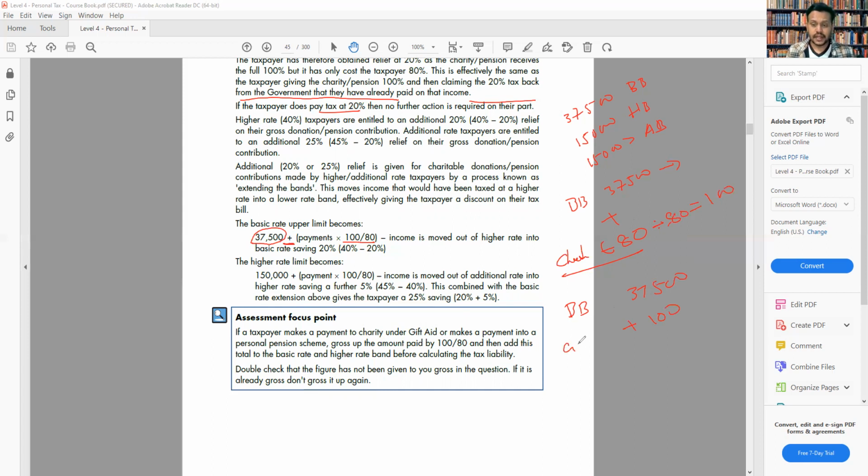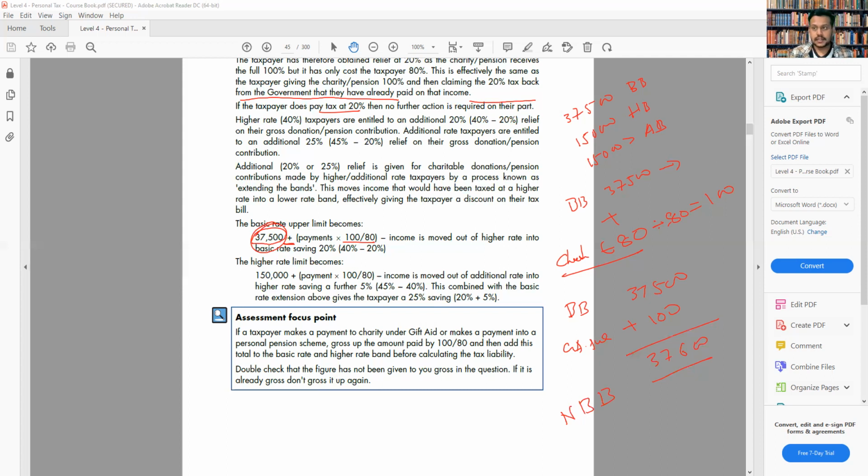And this 100 will be added to my basic band. So whether it's gift aid or charity or personal pension contribution, whatever, we need to add it. So it will be 37,600. That will be my new basic band. So what you understand is, with the 37,500, we have to add the gross amount, not the net. Remember that. It is very tricky. Sometimes students just add whatever the exam gives, but don't do it, because you have to make it gross first before you actually add it to the basic band.